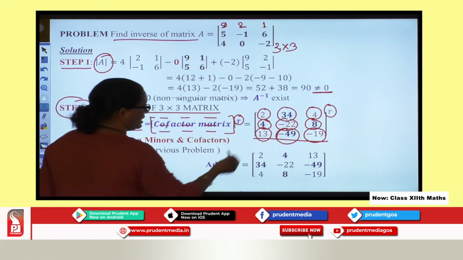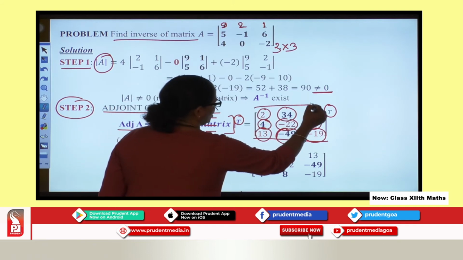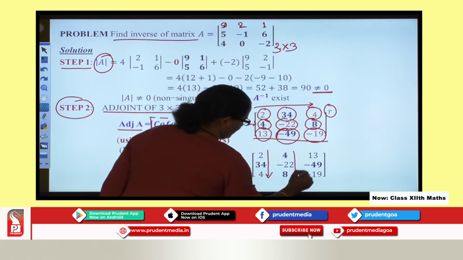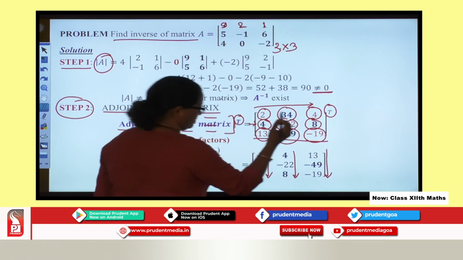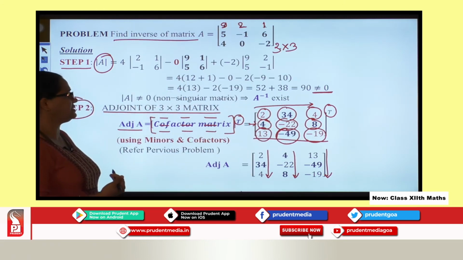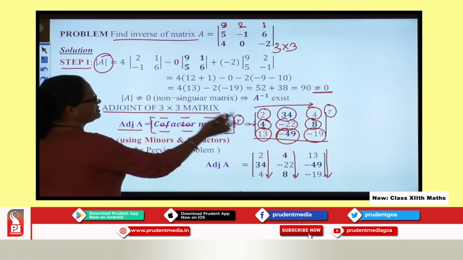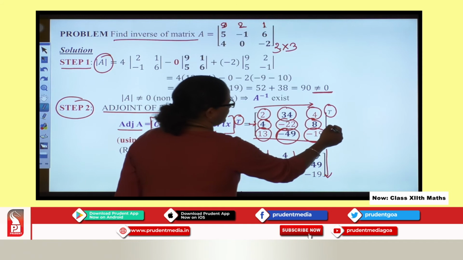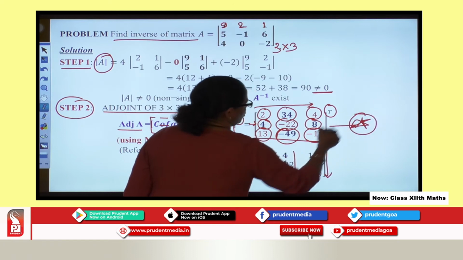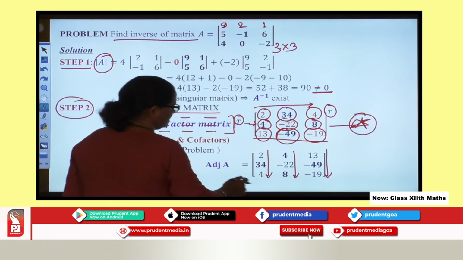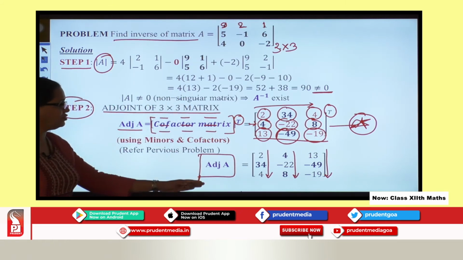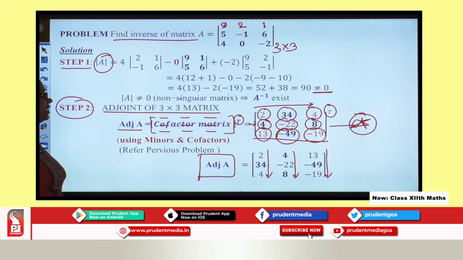When I take the transpose, the first row will become the first column, the second row will become the second column, and the third row will become the third column. How you got it, we already discussed in our previous slide, so you can refer to it. Since we already discussed it, I considered this directly. Follow your previous slide and get it done. So we get this adjoint.